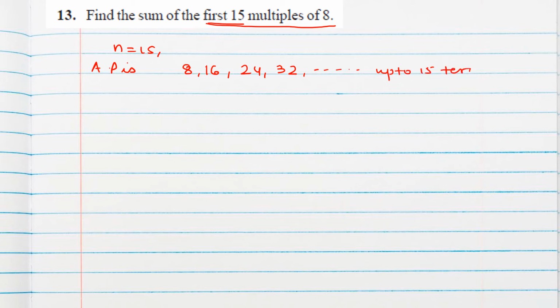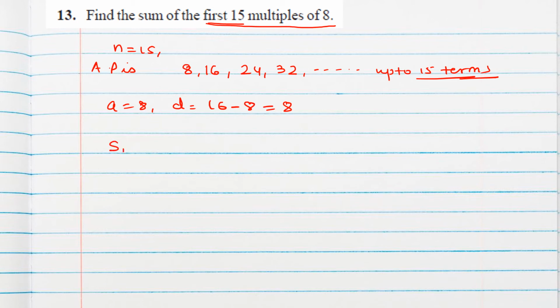Next question is find the sum of first 15 multiples of 8. First 15 means n is 15 here. Okay. And multiples of 8 means we can start writing the AP. So here AP is 8 will come first, 15 multiples, isn't it? So 16, 24, 32 and so on up to 15 terms. Okay. So A is 8 here and D is also 8. 16 minus 8 is 8.